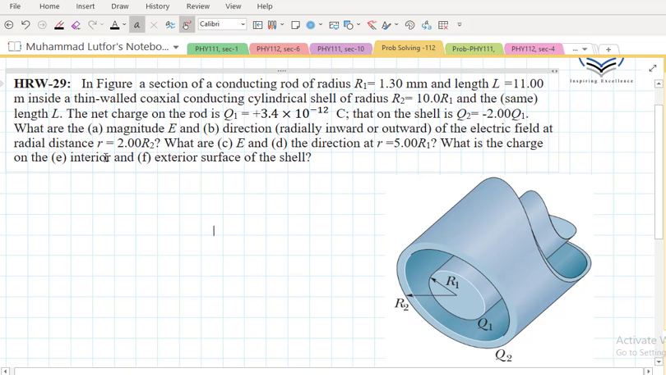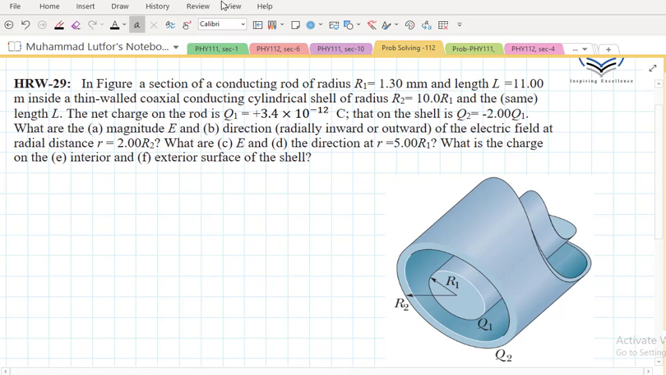The first one says that when r equals 2r2, at that point we have to find the electric field. In the second case we have to find the electric field and the direction when r equals 5r1, and last we also have to find the charge on the interior and exterior surface of the shell. So we have to find that.